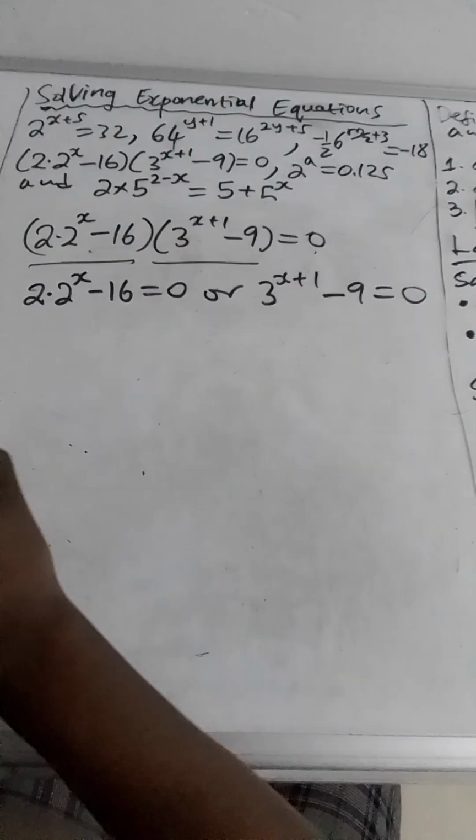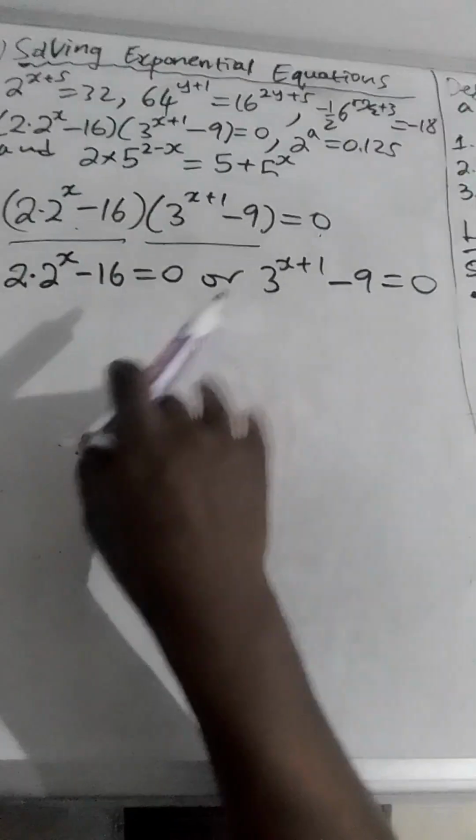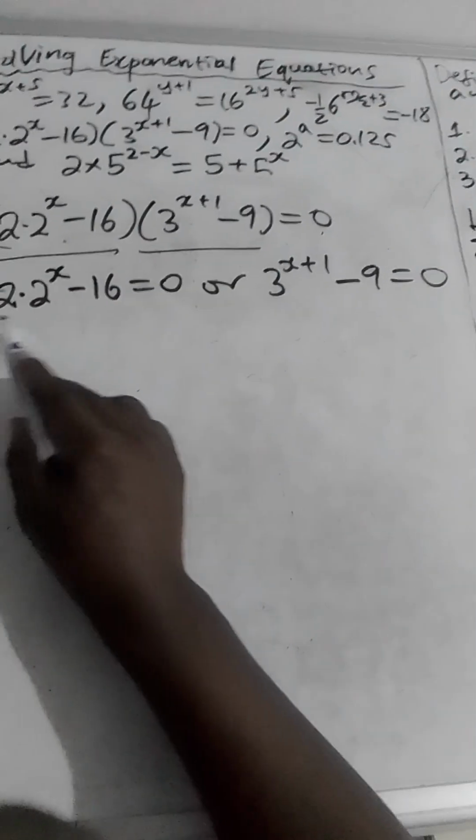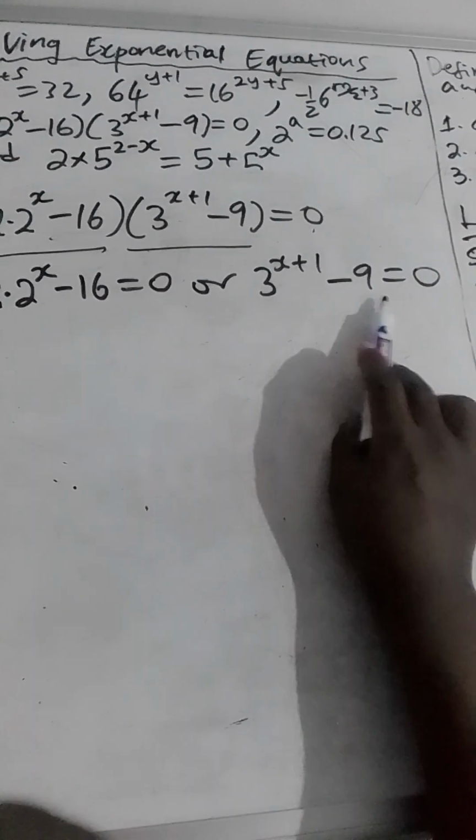We separate the factors by using this argument that they can't give us 0 when we multiply them unless one of them is 0 or all of them are equal to 0. So now, by doing that, we have simplified this.